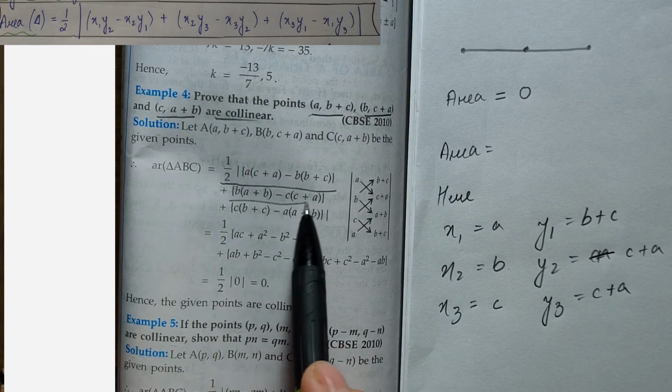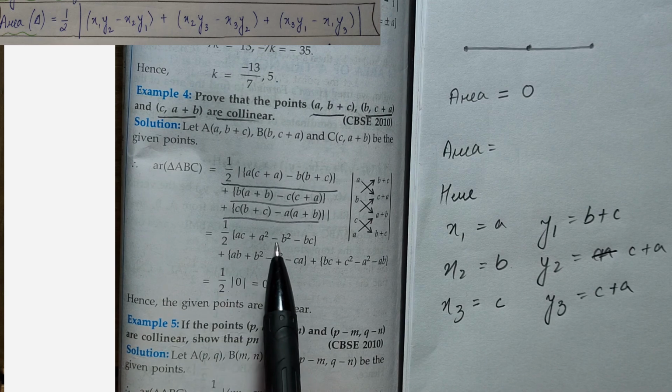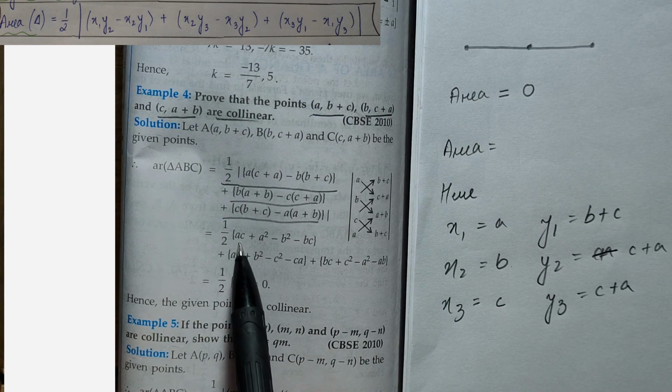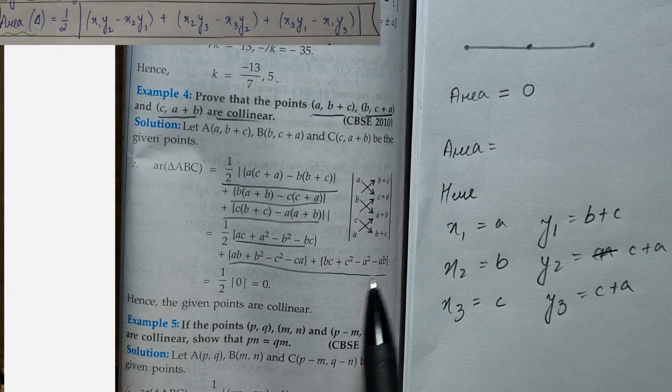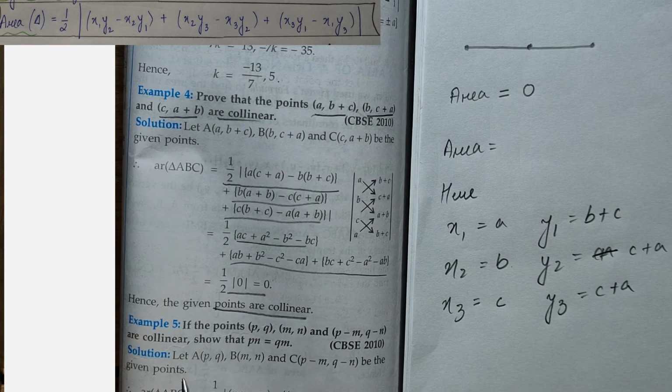You can again pause the video to check whether this substitution is correct or not. Now, on solving this, we get 0. Hence, we can say that the points are collinear.